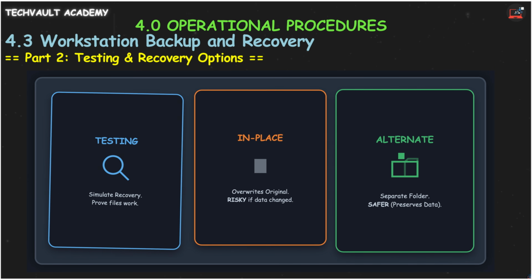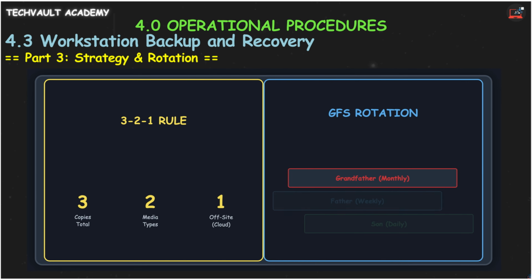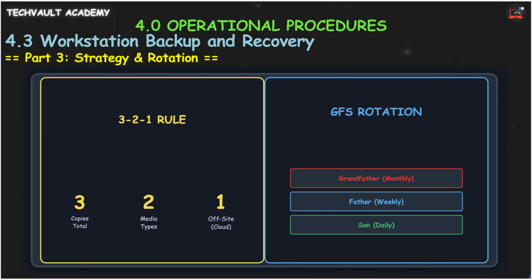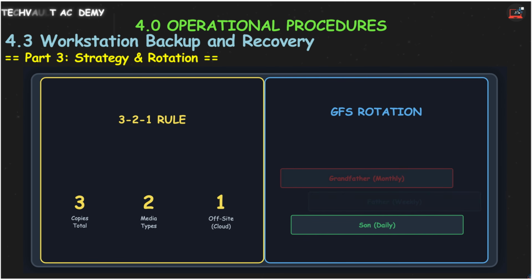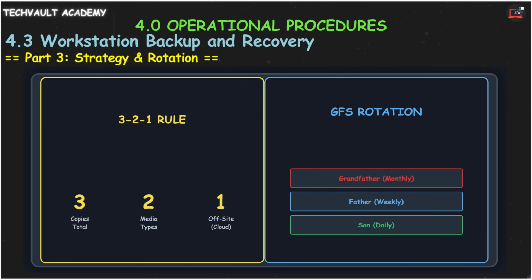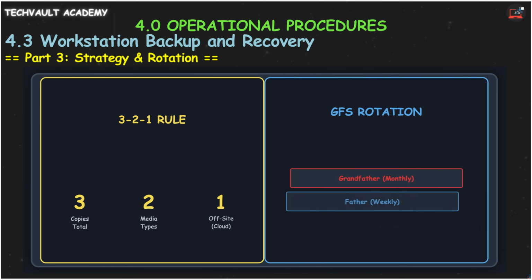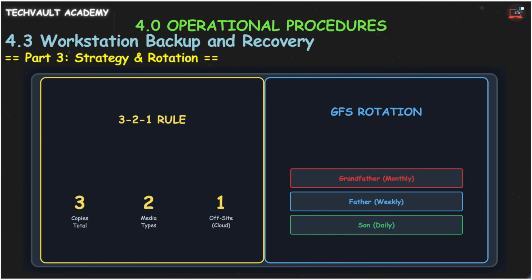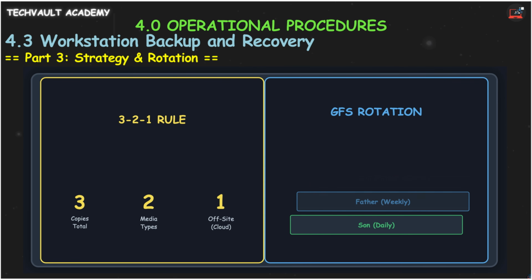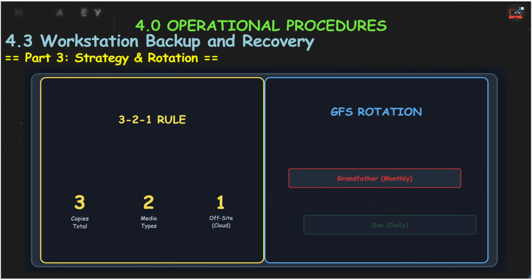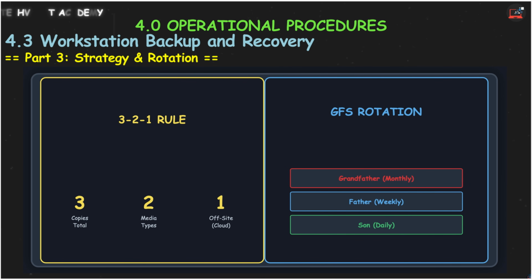To organize all this, we use the GFS rotation scheme: grandfather, father, son. The grandfather is the monthly backup, the father is the weekly backup, and the son is the daily backup. And finally, to survive a disaster, follow the 3-2-1 rule. Keep 3 copies of your data total, store them on 2 different types of media, and keep at least 1 copy off-site, far away from your building to protect against fire or flood.